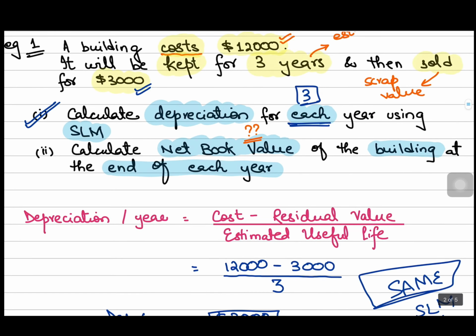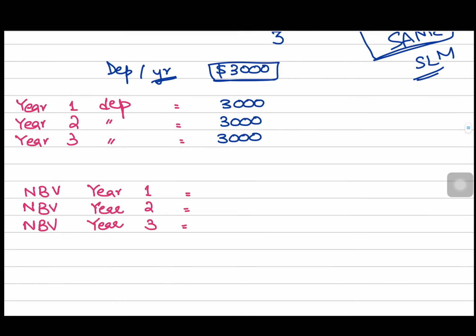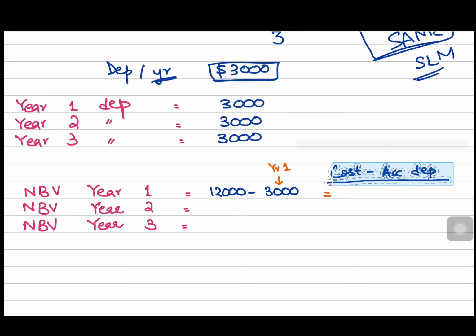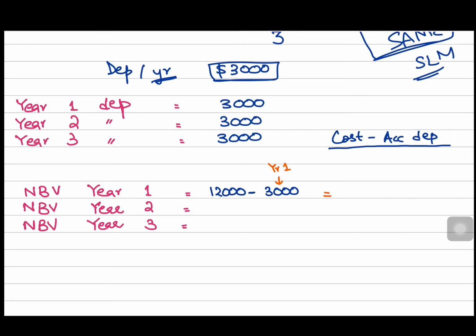Now let's calculate the net book value of this building for each year. So first of all, what is the formula? Cost less the accumulated depreciation. So in the first year we will have the depreciation for the first year only. So cost is 12,000 less the depreciation of year 1. This is the depreciation of year 1. So we will have our net book value 12,000 less 3,000 would be 9,000. This is the net book value at the end of year 1.